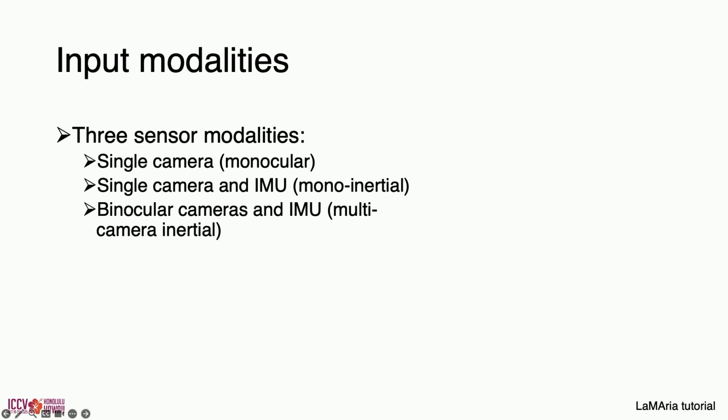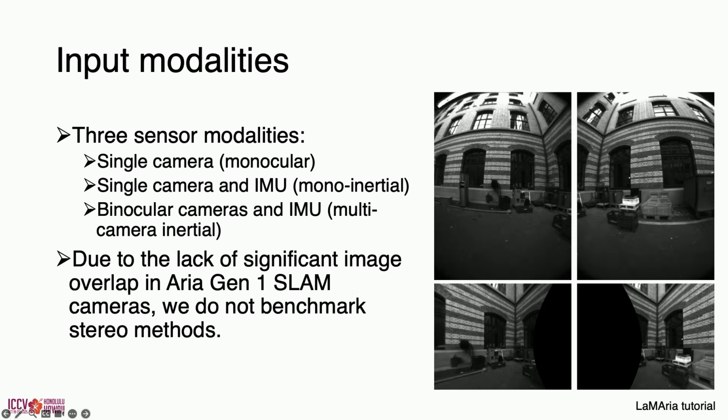Now, this concludes this introduction to our evaluation and our metrics, and I'm now going to explain the input modalities that we primarily focus on. In our benchmark, we selected monocular baselines, mono-inertial baselines, and multi-camera inertial baselines. You might be wondering why we don't select stereo. The reason is that there is a lack of image overlap in Gen 1 SLAM cameras, which is why we don't benchmark stereo methods. This is different for the Gen 2 cameras, but all our sequences are recorded with Gen 1, so it doesn't make sense to benchmark stereo methods, but this can, of course, change with Gen 2.